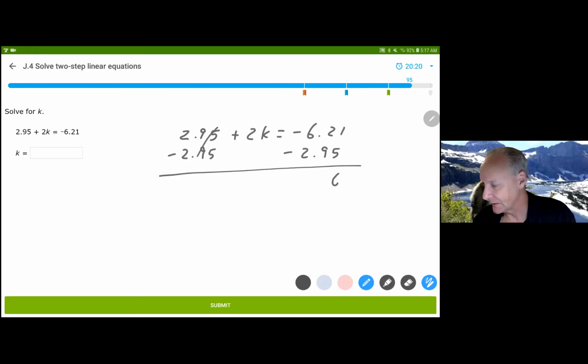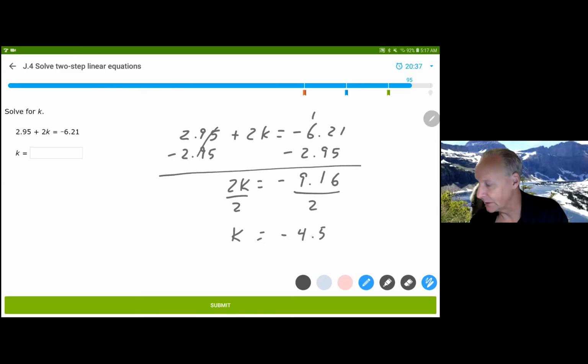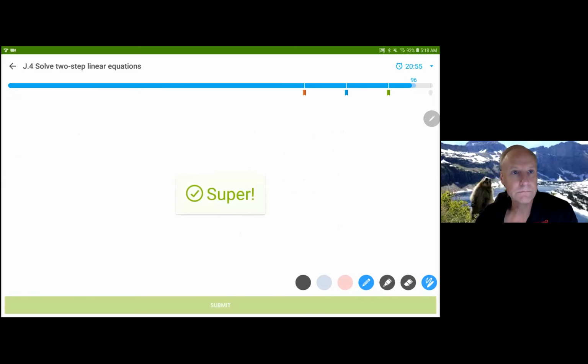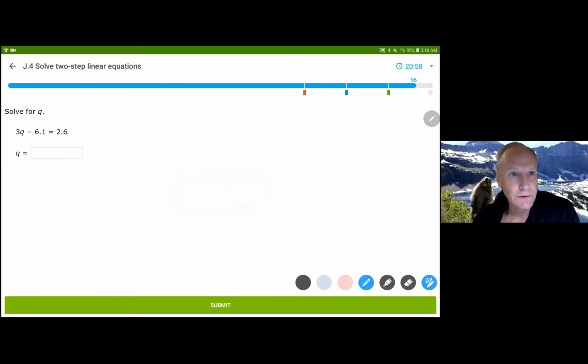So I've got the 6, the 1, carry the 1, and you get the 9, and it's negative. So we have 2k is equal to negative 9.16. We're going to divide by 2. And k is equal to negative 4.58. And let's double check. 2 goes into 9 4 times with 1 left over. 2 goes into 11 5 times with 1 left over. 2 goes into 16 8 times. And looks like we got 1 or 2 left.